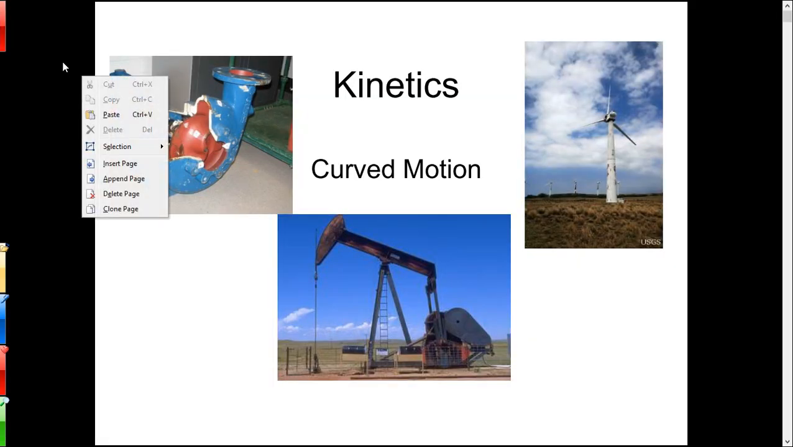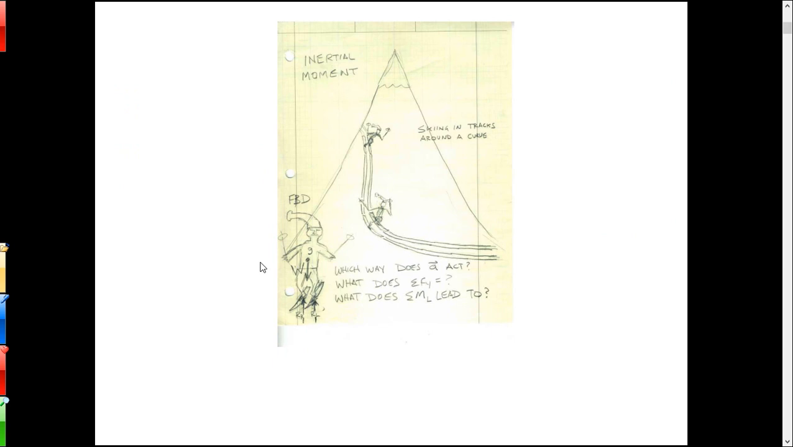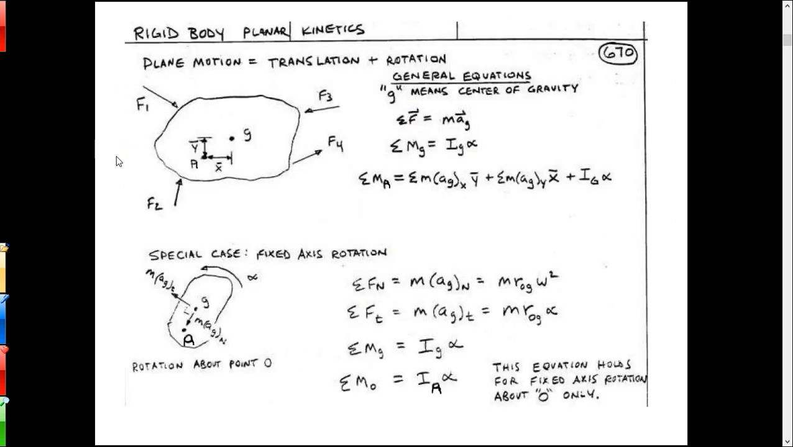So what I've got here are just a number of objects. You see the impeller in the pump there on the left. That would rotate about a shaft. The windmill blades would rotate, as would this oil derrick here. So those are all examples of things that would rotate. So let's have a look here back on 670 at this. What we're going to look at is something that rotates about a fixed axis.